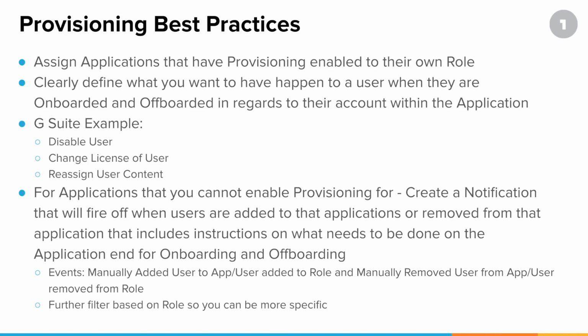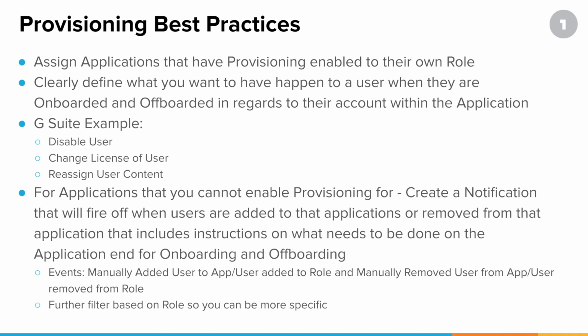So, for example, in G Suite, we can make sure that a user is disabled, but you'd have to go into G Suite and create rules to make sure that maybe their license is changed within G Suite, like they get a cheaper license once they're disabled. And you'd have to do something else, maybe even use our workflow product to go in and reassign users to different content. I need to now assign that mailbox to his manager since he's left the company. So make sure you know what steps need to be done and ideally automate all those steps.